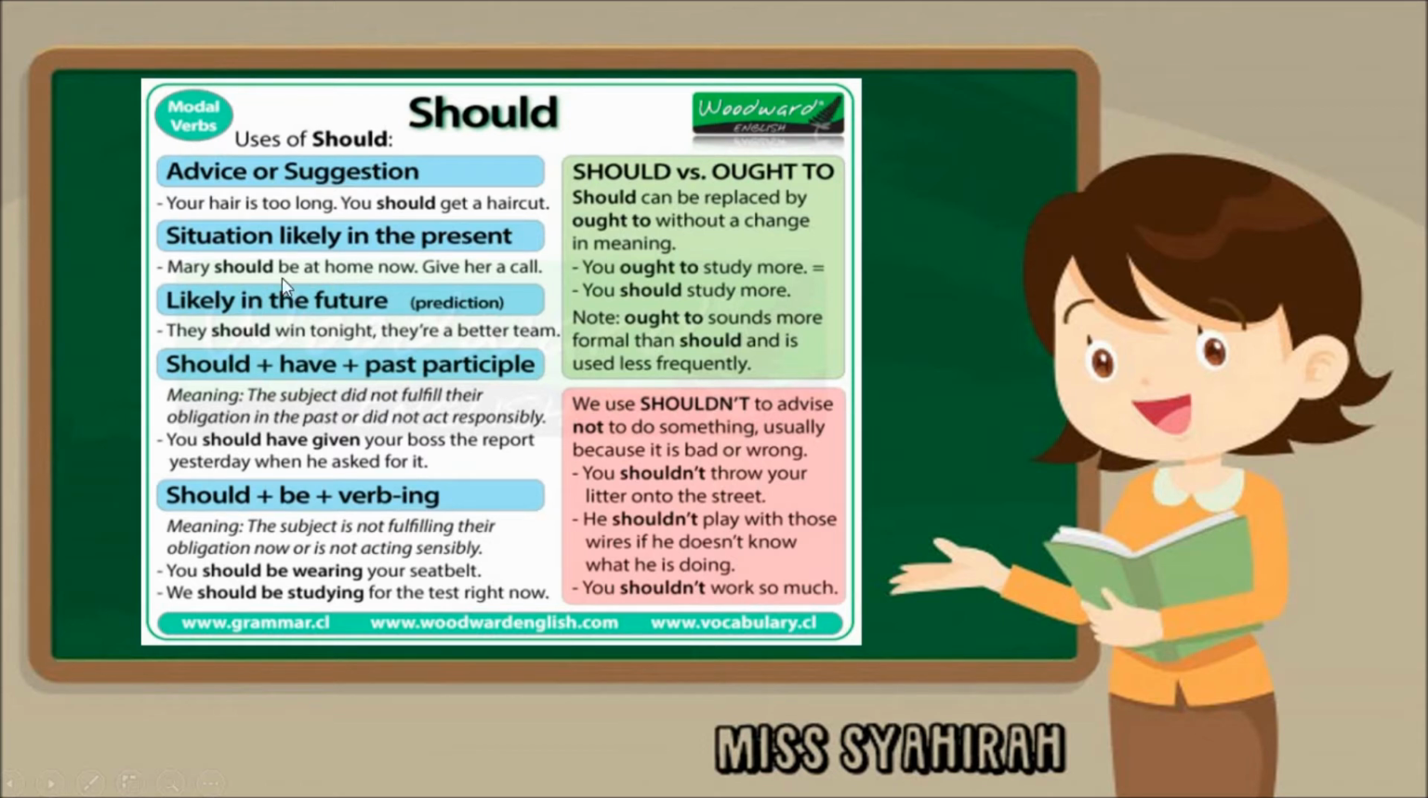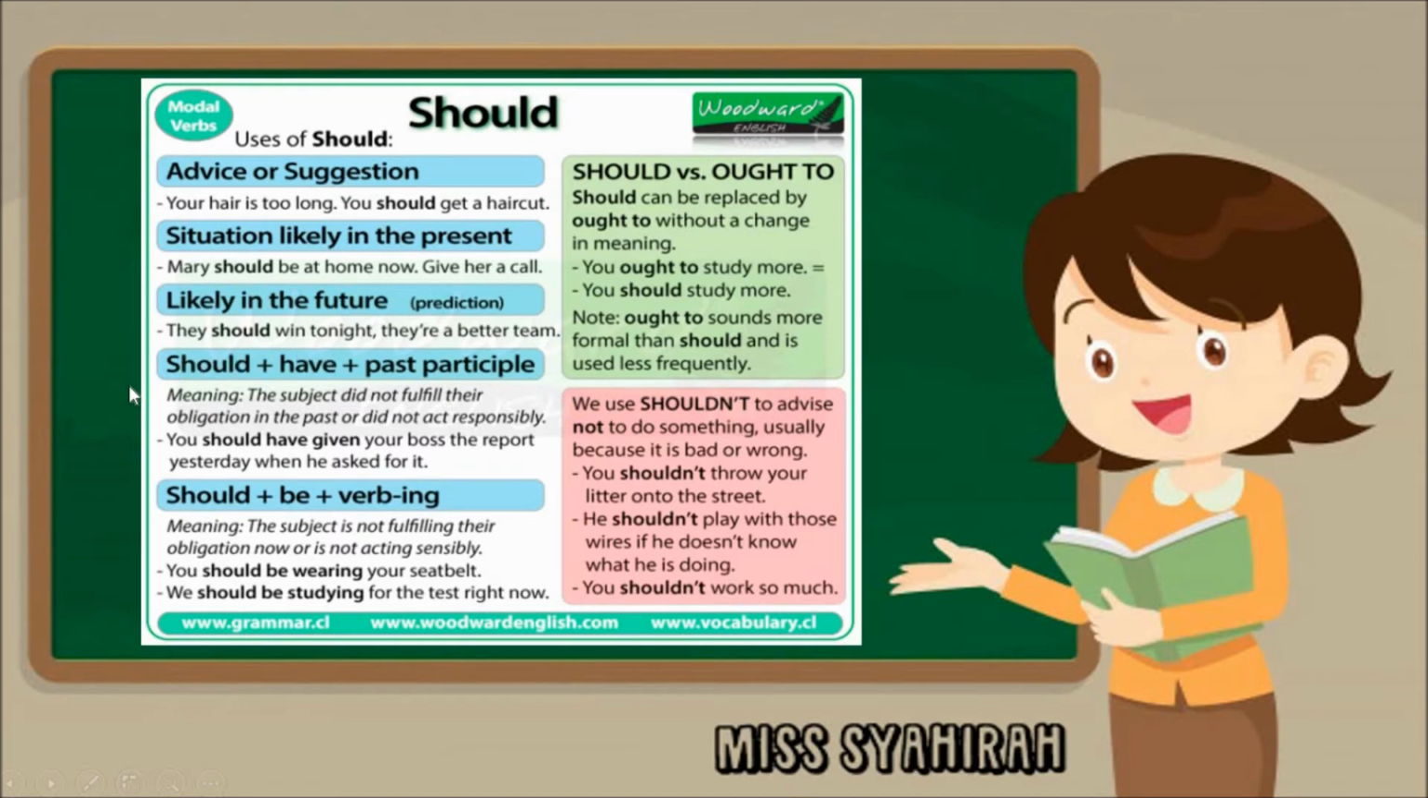And then number 3, likely in the future. So prediction. You predict what will happen in the future. So you can use should. They should win tonight. They're a better team. So they should win. Okay, they should win.